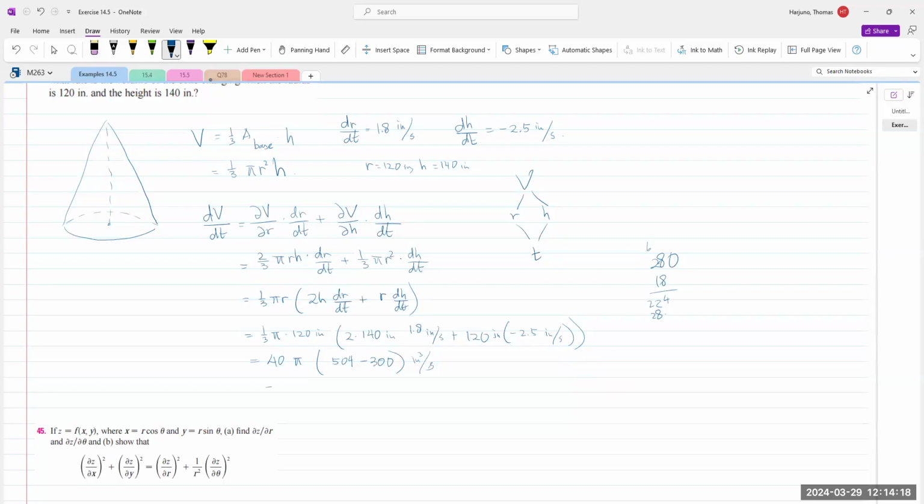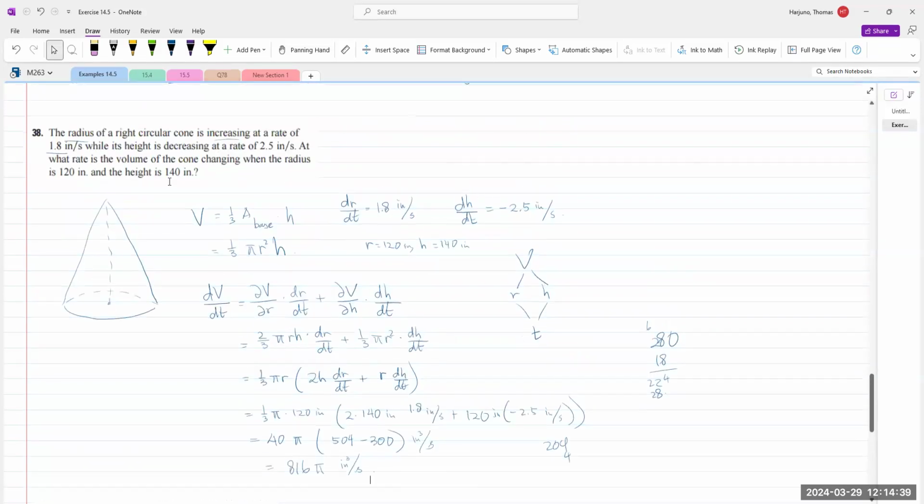So that will be 204 times 1/3 pi r, that's 816 pi cubic inches per second. That's the change. Okay, and from here we see that the volume is actually increasing. The volume is actually increasing.